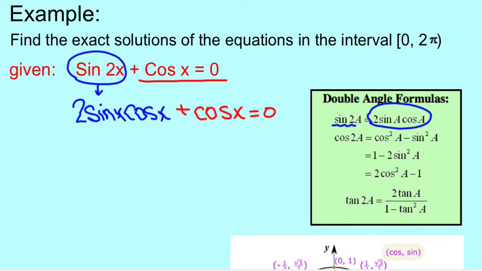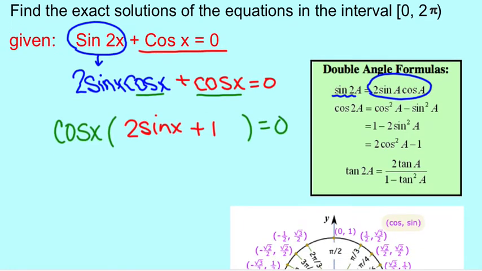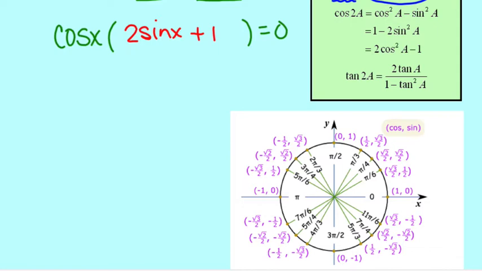Now you've already learned how to solve trig equations. Some of the methods we learned is factoring, and then set those parts, the zero product property, equal to 0 and solve for x. So with this equation, I can factor out the greatest common factor, which is the cosine of x. So now what I'm left with is 2 sine of x plus 1. This is now factored. So now I'm going to set each factored piece equal to 0 and solve for x.